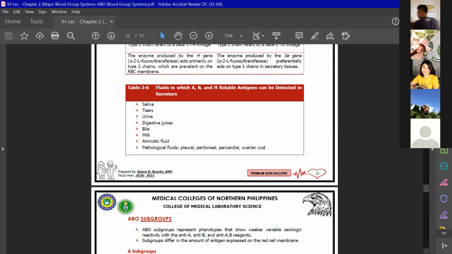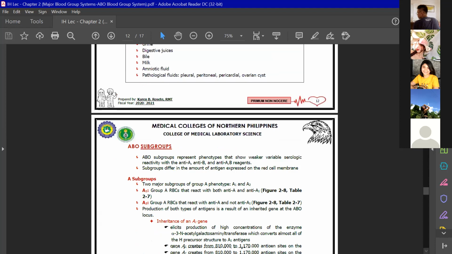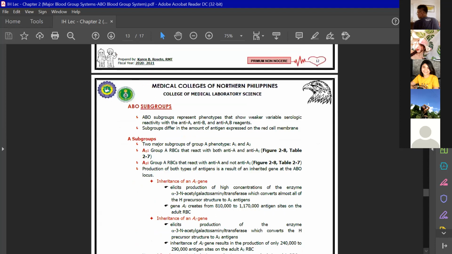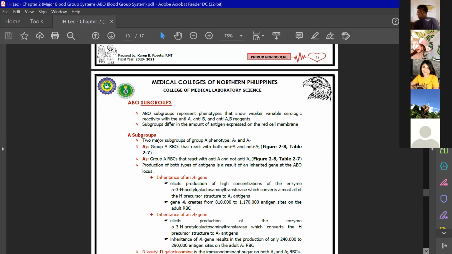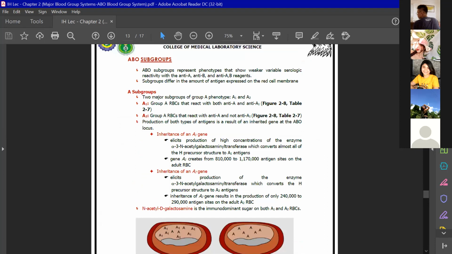Ma'am, may tanong po ako. Itong ABH soluble antigens po ba ay katulad din po ng antigens na nasa RBC, ma'am? Itong ABH soluble antigen po, under po ito sa mga blood antigens po? Yes.